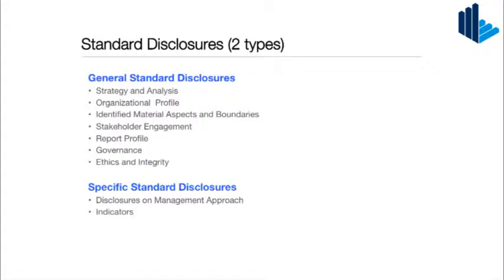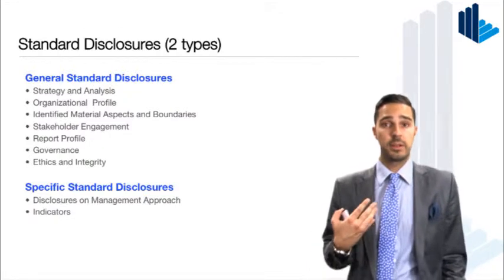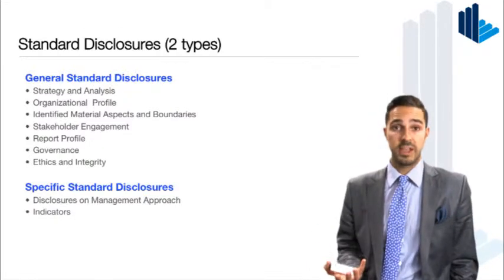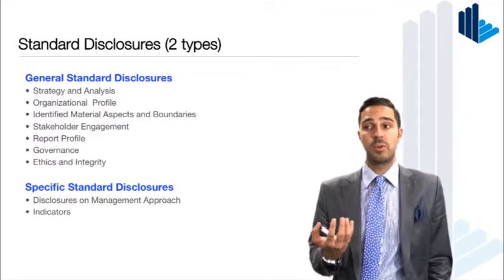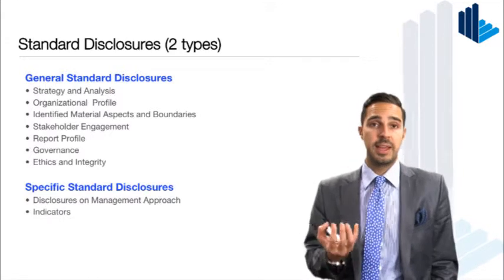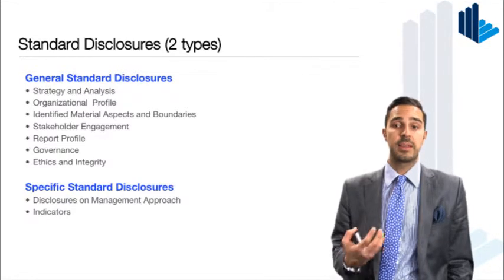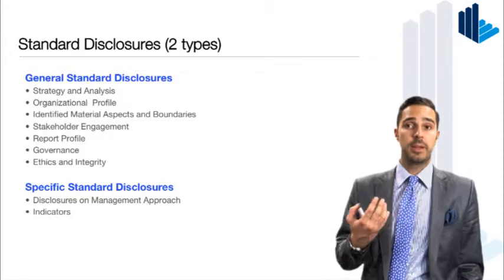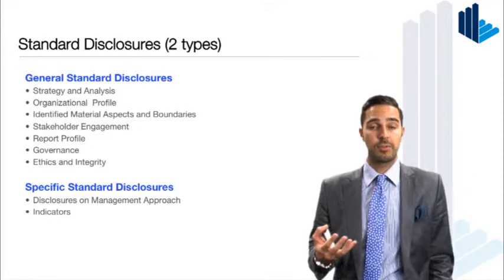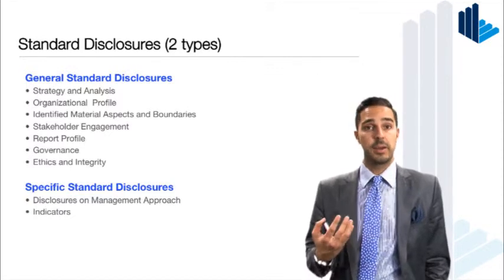After this introduction on general aspects, a second section should follow. This section is typically called the specific standard disclosure, and in this section the management approach to sustainability is clarified, and the indicators that refer to the triple bottom line of business are presented.